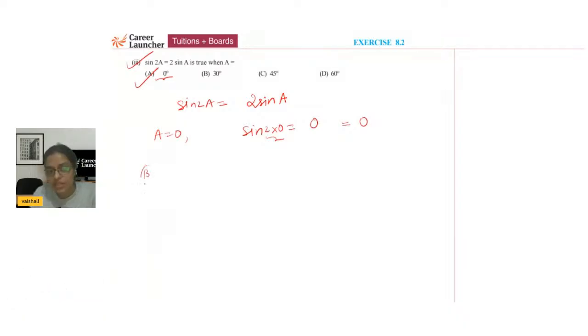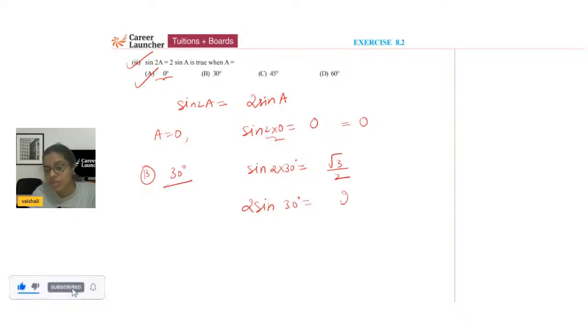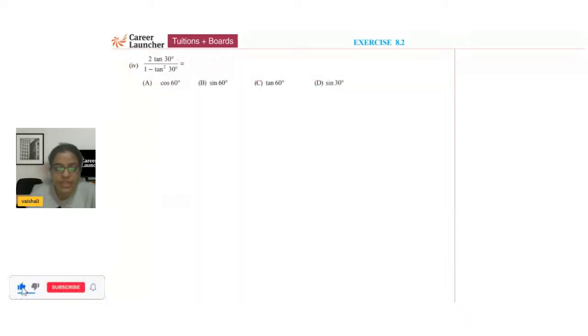But by chance, let's also see for 30 degrees. 2 into 30 degrees is sine of 60, and this is under root 3 by 2. And the other way around, 2 into sine 30 degrees is 2 into 1 by 2, which is 1. But 1 is not equal to under root 3 by 2. So this is false. If you also check for C and D, you will get them as not equal to each other. So it's just in one specific case, option A, that you are getting the two values as equal.